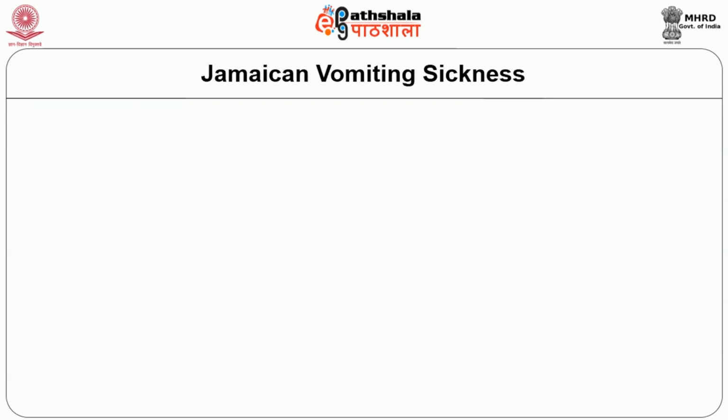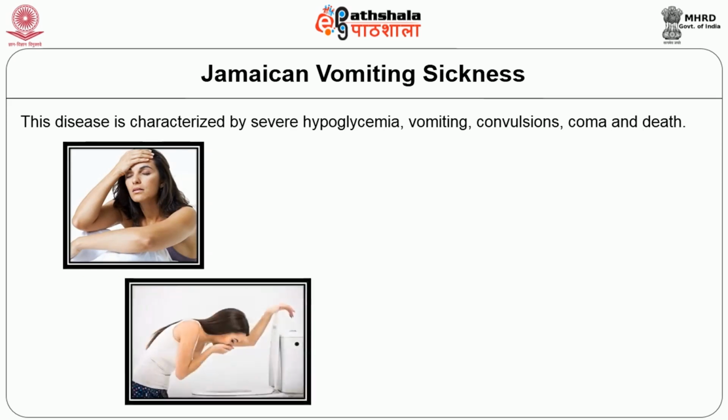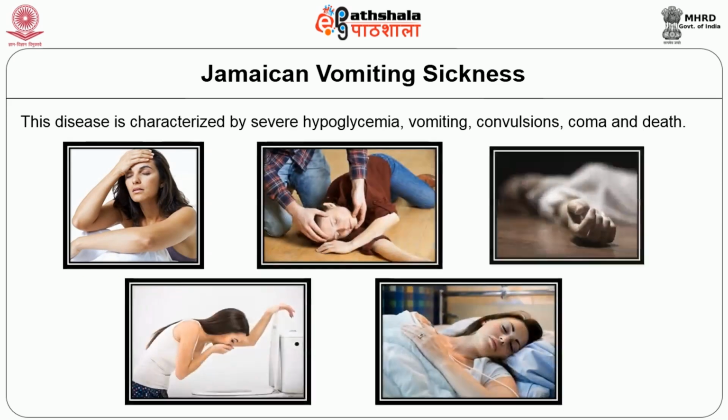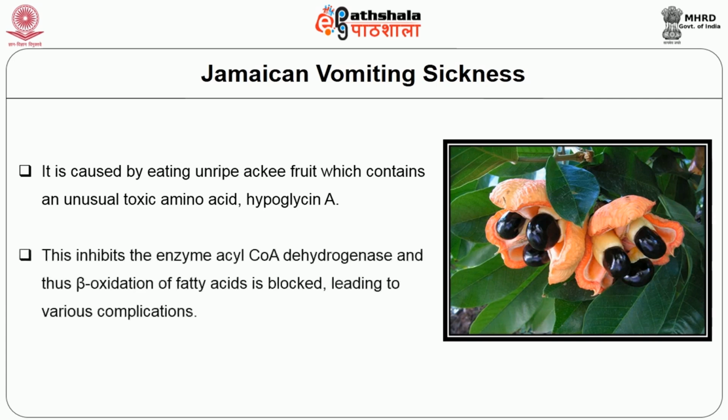The next one is the Jamaican vomiting sickness. This disease is characterized by severe hypoglycemia, vomiting, convulsions, coma and death. It's caused by eating unripe ackee fruit which contains an unusual toxic amino acid, hypoglycin A. This inhibits the enzyme acyl-CoA dehydrogenase, and thus beta oxidation of fatty acids is blocked, leading to various complications.